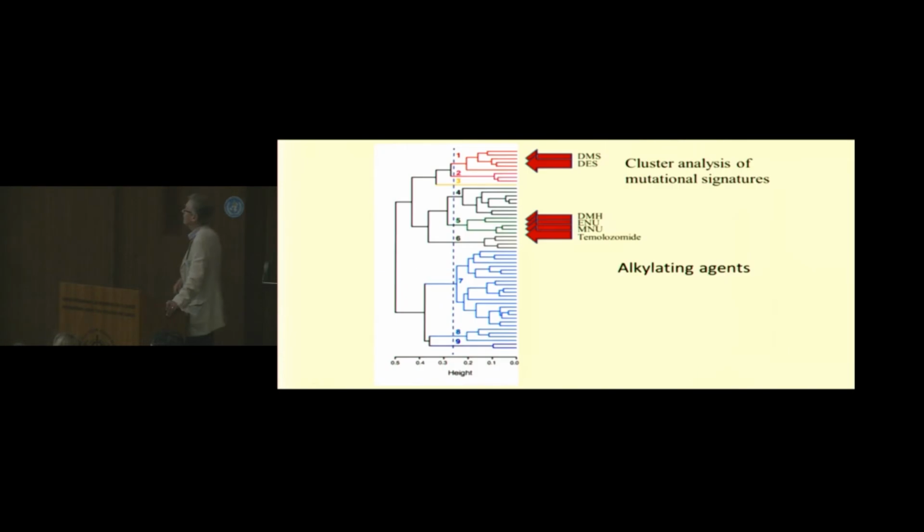And then looking at alkylating agents, here we see two distinct clusters, and it doesn't matter whether it's an ethylating agent or a methylating agent. So here we have dimethyl sulfate and diethyl sulfate giving us signatures up here, and then this group here, temozolomide, which you've heard about, and methyl nitrosourea, ethyl nitrosourea, and dimethyl hydrazine, all clustering close together.